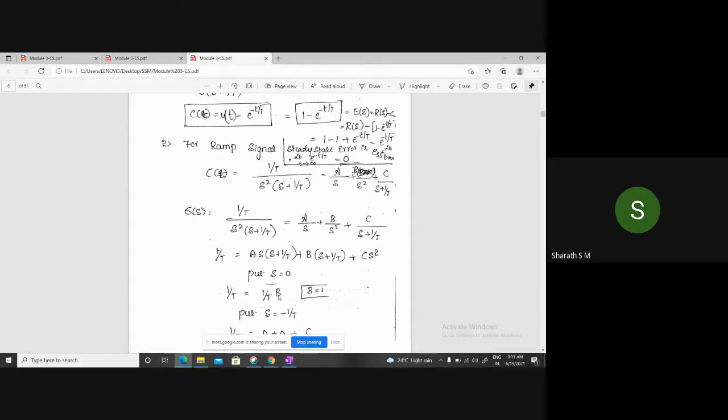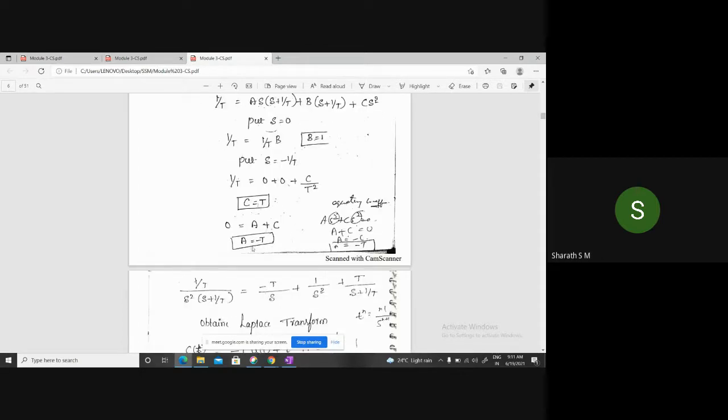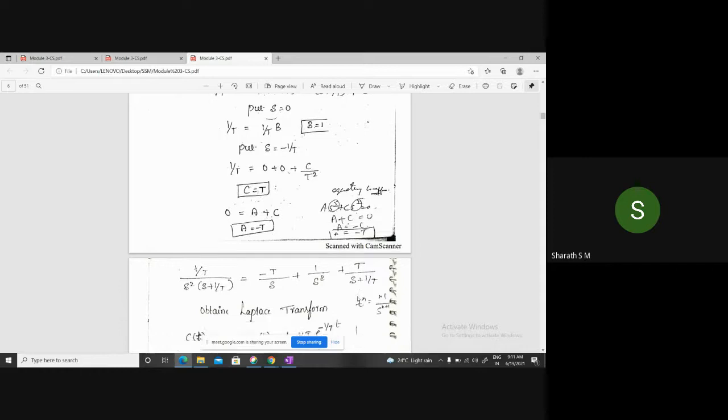So put s is equal to 0, we get the value of b. Put s is equal to minus 1 by t, we get the value of c. In the same way, once we substitute the value of b and c, we can find out the value of a as minus t. So that is minus t by s plus 1 by s square plus t divided by s plus 1 by t. So apply the inverse Laplace for this.